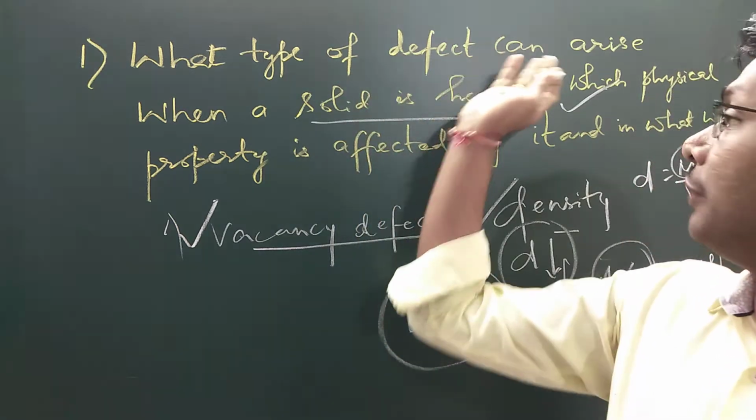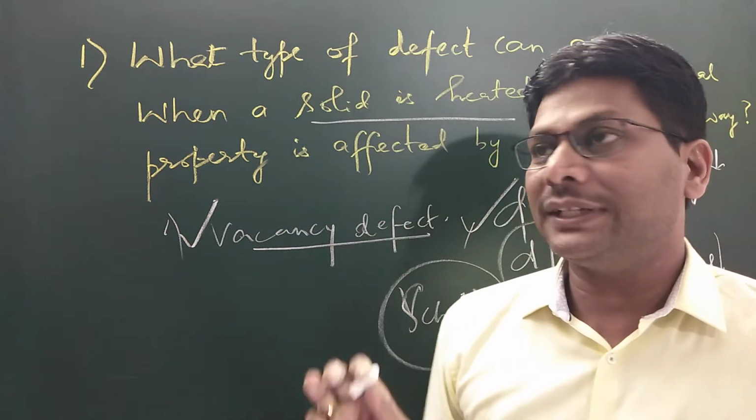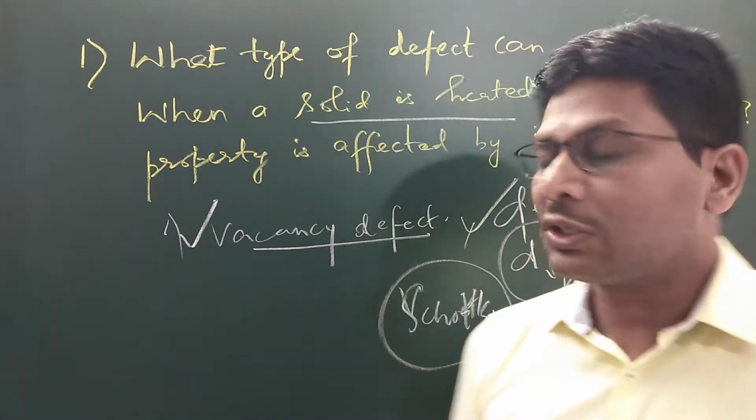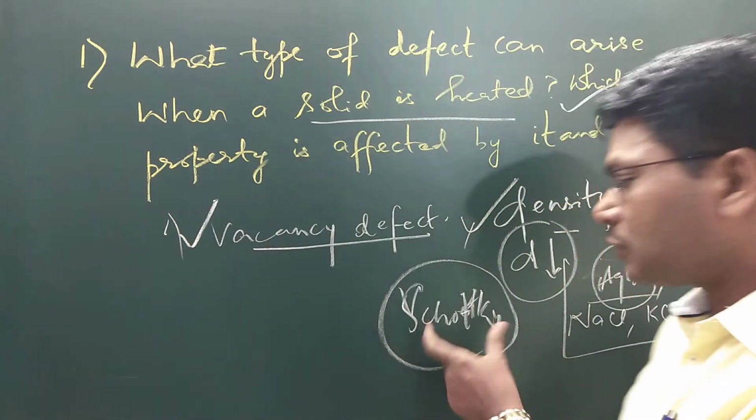So the type of defect which can arise when a solid is heated is vacancy defect, and vacancy defect is also shown by non-ionic compounds. But in case of ionic compounds, the vacancy defect is called Schottky defect.